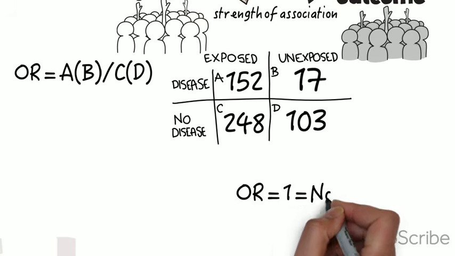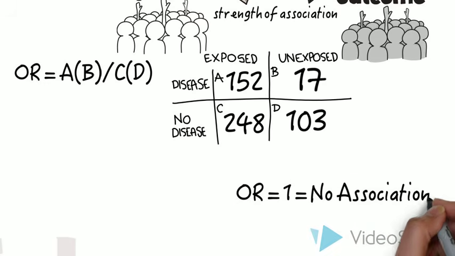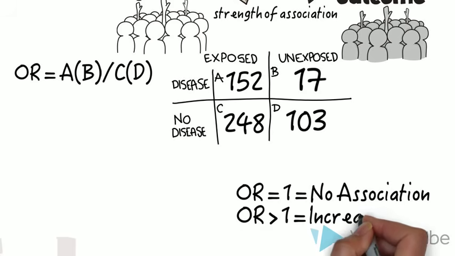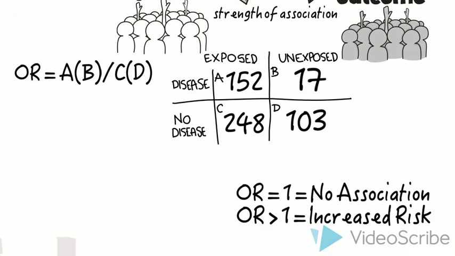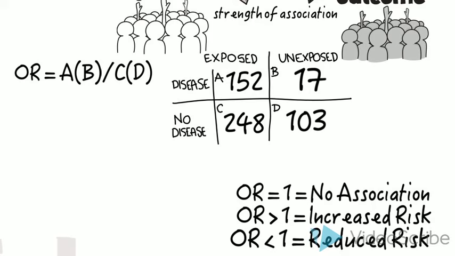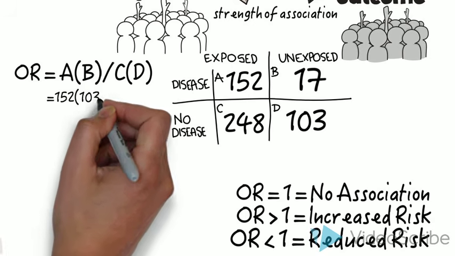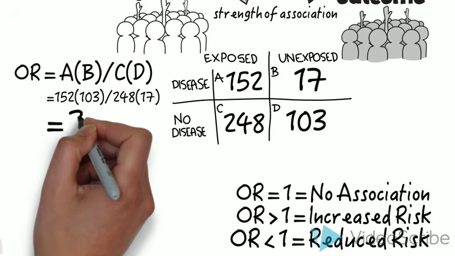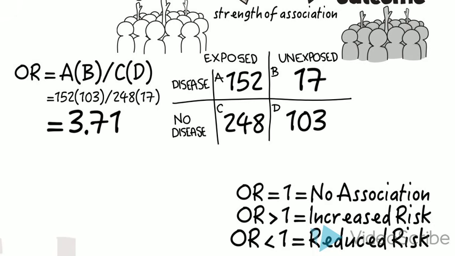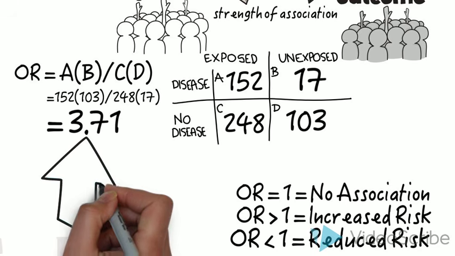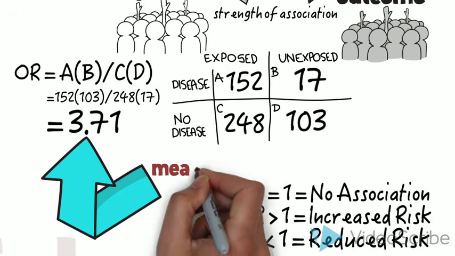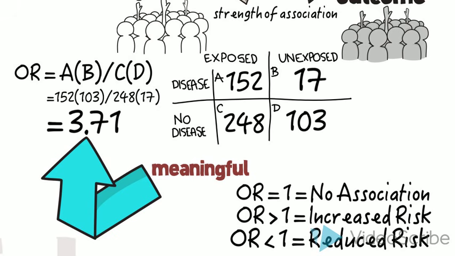An odds ratio of 1 suggests that there is no difference, meaning the exposure neither increases nor decreases the risk of the health outcome. An odds ratio greater than 1 suggests that the exposure may increase the risk. An odds ratio of less than 1 suggests the exposure may reduce the risk. The larger the odds ratio, the greater the estimate of increased risk from the exposure. Odds ratios greater than 2 are generally considered meaningful. Odds ratios greater than 4 are considered very strong.